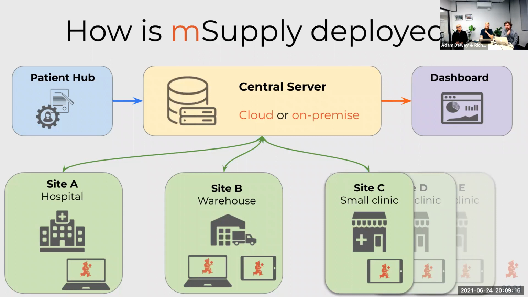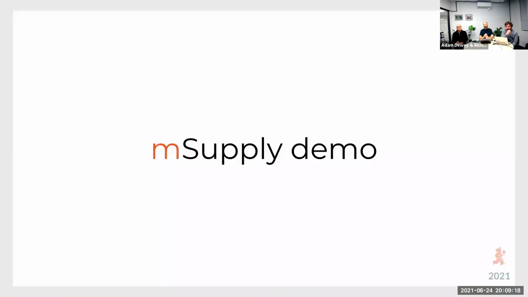Yeah. And now we're going to try and do a quick demo of mSupply. And we have a scenario for this. So the scenario is that there is a rural clinic, and they would like to vaccinate a patient that's come in. They do not have sufficient quantities of the vaccine in stock, so they're going to make an order to the central warehouse to get the vaccine.